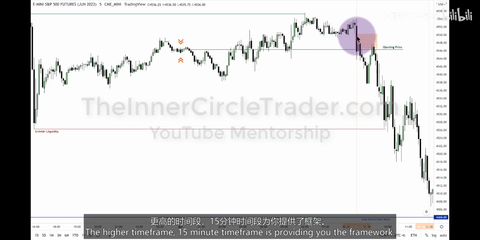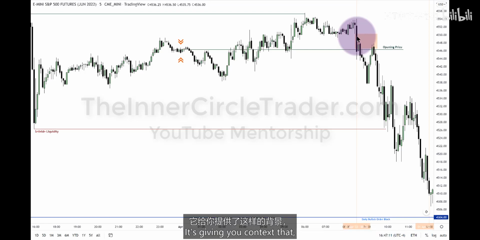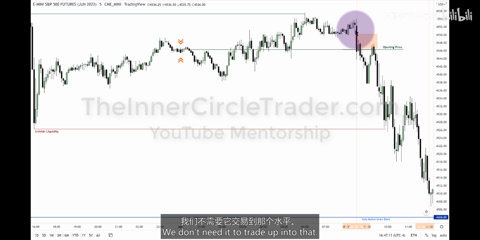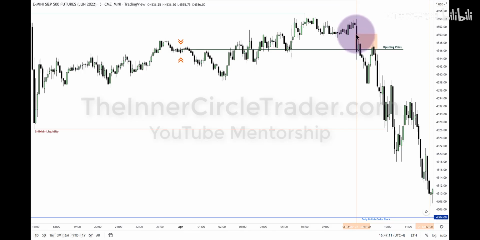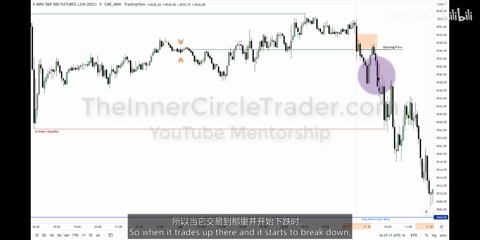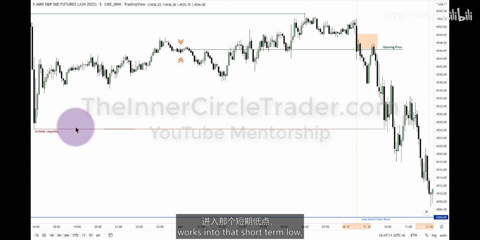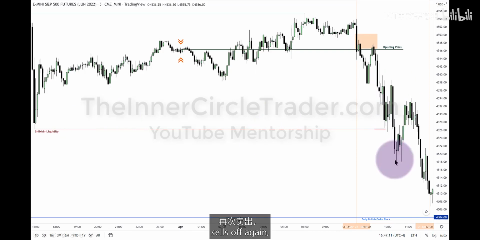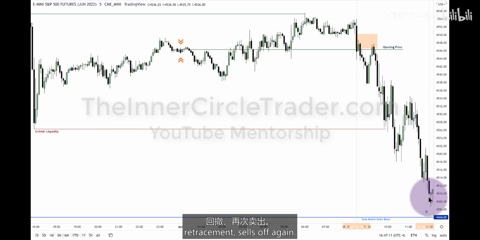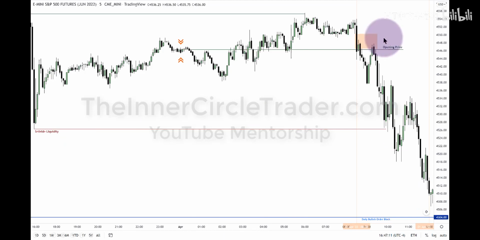But you got to look at the higher time frame. The higher time frame, 15-minute time frame, is providing you the framework. It's giving you context that, okay, this is all we need. We don't need it to trade up into that. It could, but we don't need it to. So when it trades up there, then it starts to break down. It rebalances, breaks down again, works into that short-term low, sells off again, retracement, sells off again. In here, this is your entry at the opening.